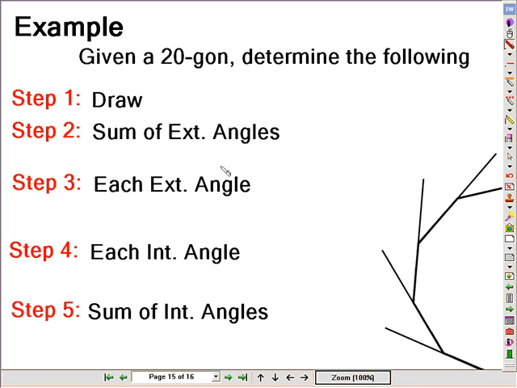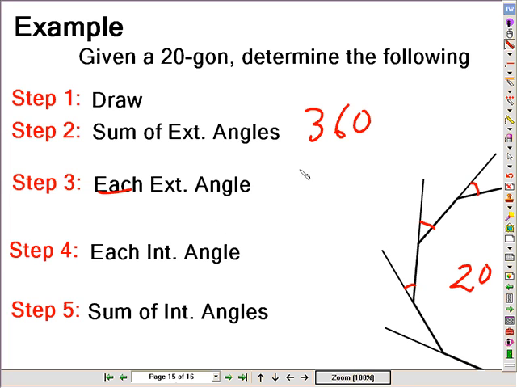So in review of this procedure, and this is probably the most important thing of the lesson, given the type of polygon we have, determine any of the following of these things. For example, a 20-gon. Step 1, we're going to draw a 20-gon. No, we're not. We're going to draw an unfinished polygon and extend the edges. Then we're going to find the sum of the exterior angles. Well, that's easy enough. It's 360. We don't have to do anything. The sum of the exterior angles is always the same no matter how many sides.